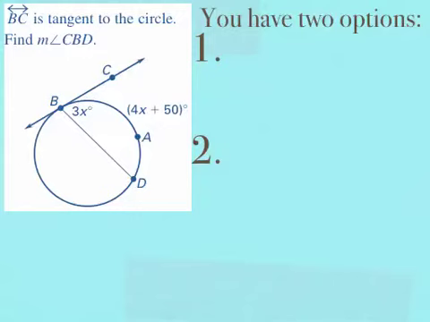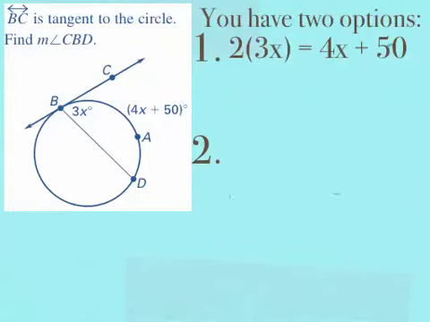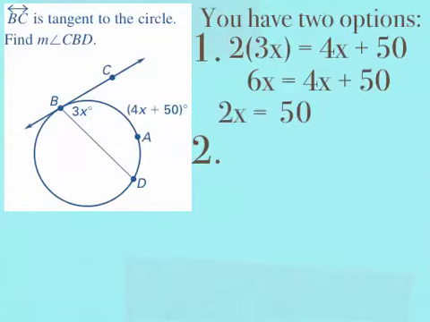If you look at this relationship, the angle 3x would be half of the measure of the arc, which we know is 4x plus 50, and then the opposite is true also. Double 3x would be equal to the arc 4x plus 50. So the first option I'm going to do is double my angle measure, so 2 times 3x equals the intercepted arc, which is 4x plus 50. I'm going to solve this for x. So I have 6x equals 4x plus 50. Subtract 4x from both sides and you get 2x equals 50. Divide by 2 on both sides and you get x equals 25.